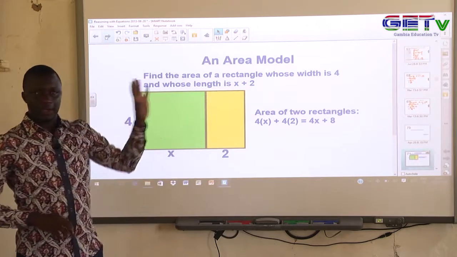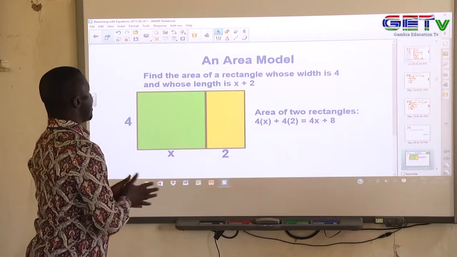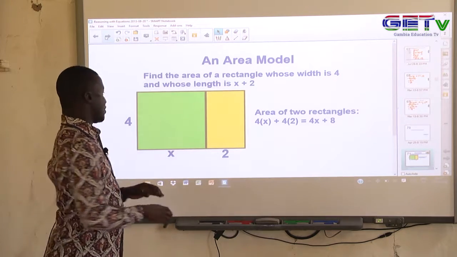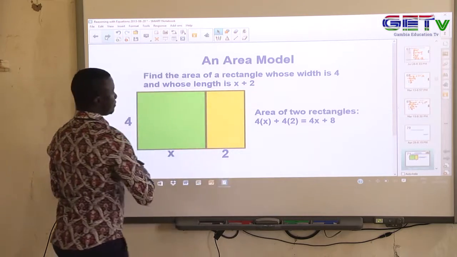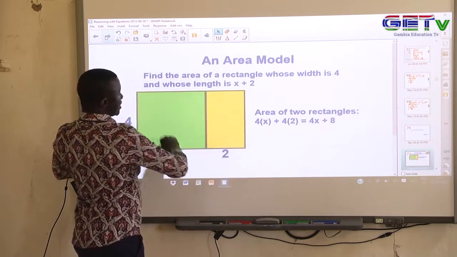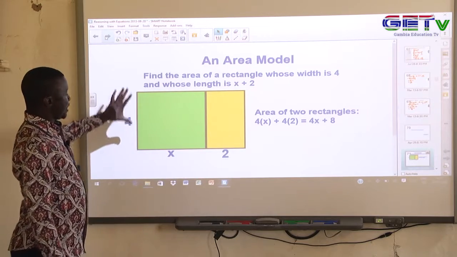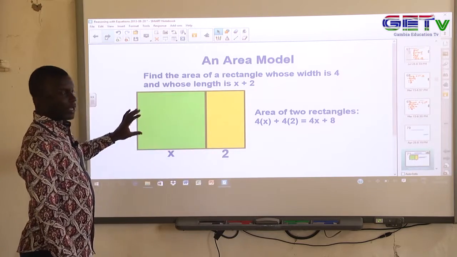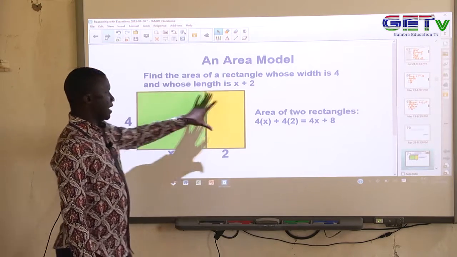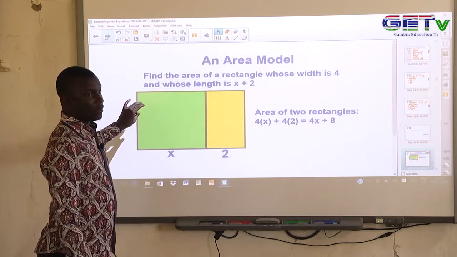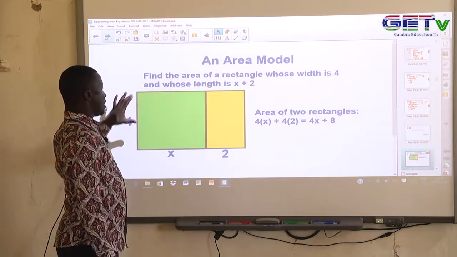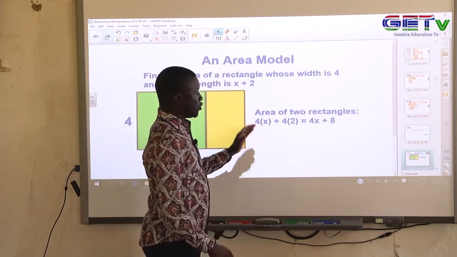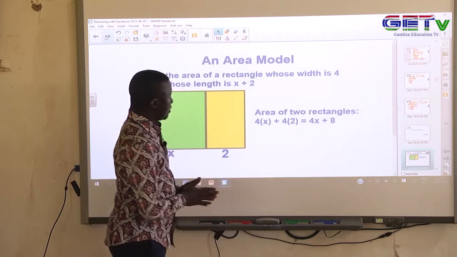Now we have an area model here. Find the area of a rectangle whose width is 4 and whose length is x plus 2. As you can see in the picture here, we have a rectangle, and the width is 4, the length is x plus 2. Our interest here is not to find the area of this rectangle, but we are interested in how we can multiply the length by the breadth using the distributive property or using the expansion that we're supposed to be doing.